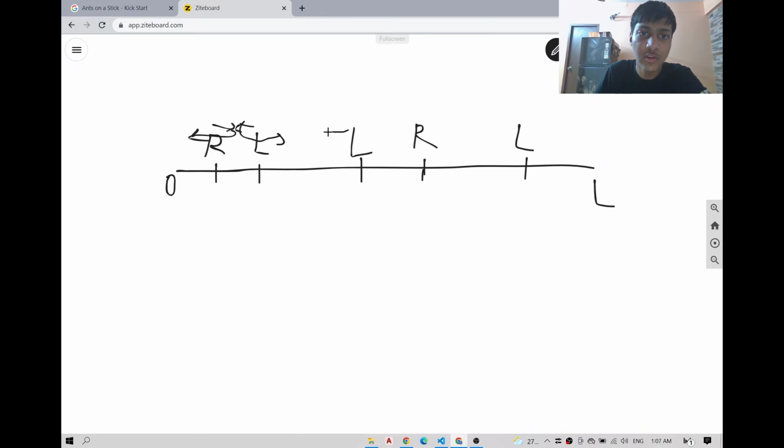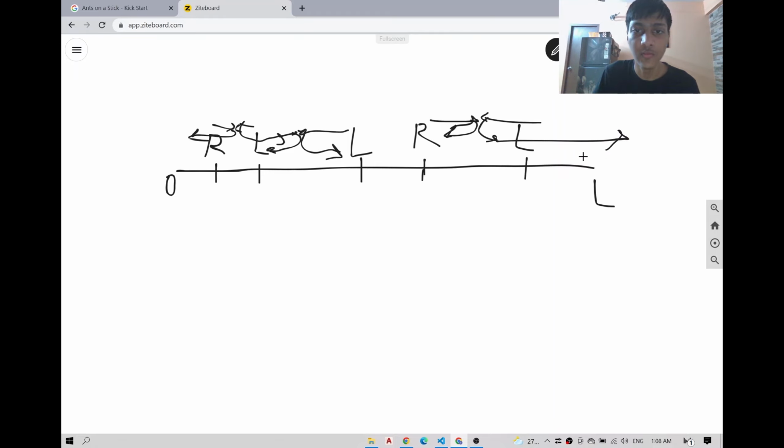Similarly, this ant which was initially moving towards the left might bounce against this ant, and again they might flip directions, and this ant will start moving towards the left, whereas this ant will change direction and start moving towards the right. And then this ant that was initially moving towards the right and this ant that was moving towards the left, they might collide somewhere in between, and they might change direction, and this ant will start going left and this will go right, and then this ant will fall off because it won't face any other ants in its way.